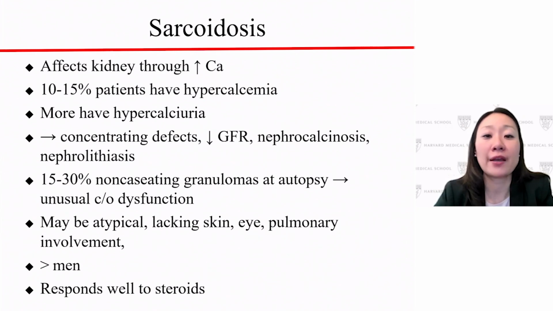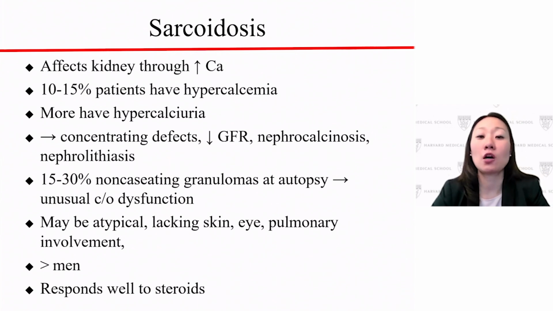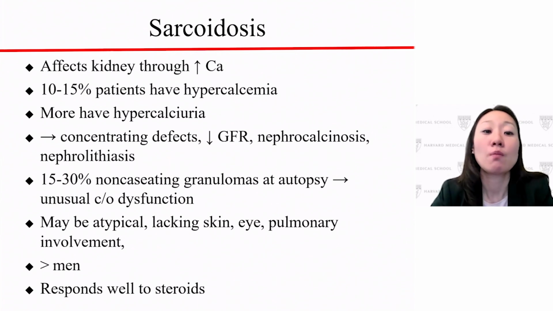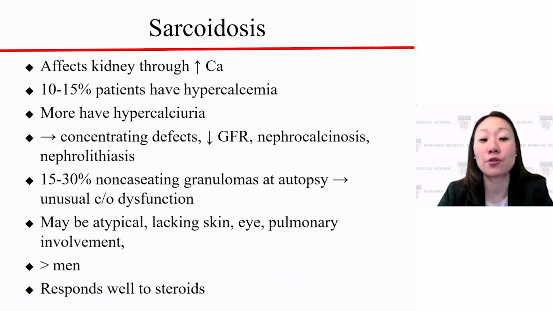So the kidneys are affected through hypercalcemia, but at the same time, not all patients have hypercalcemia. More have hypercalciuria as well as concentrating defects. And then up to approximately 15 to 30% of patients can have non-caseating granulomas at autopsy. And in general, they respond well to steroids.